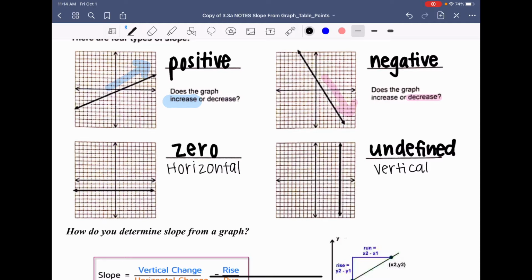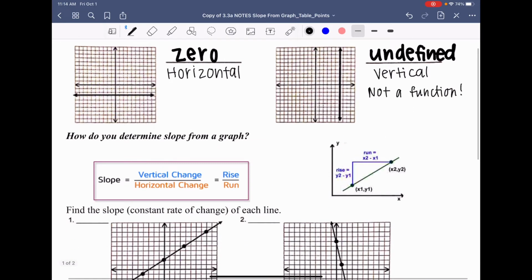All right. So an undefined slope is also not a function because it doesn't pass the vertical line test. I just want to clarify that from last unit, just bringing back that previous knowledge that we've learned.